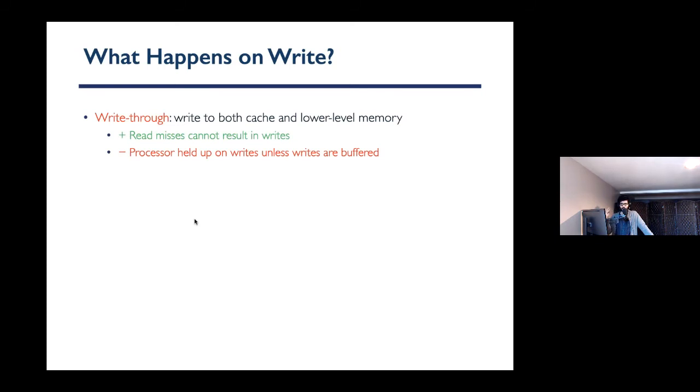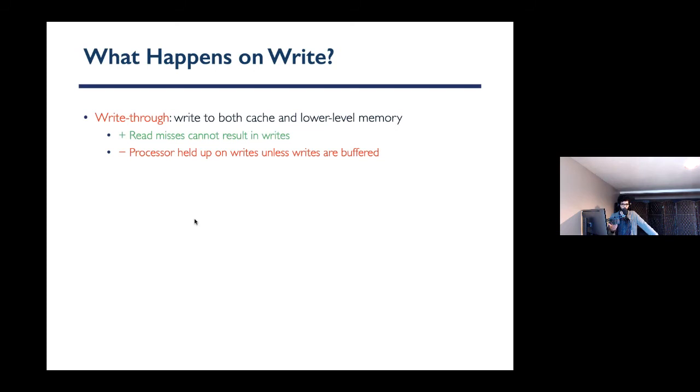One is write through, which basically says write to both of them. Write to your cache and also go to the next level memory. If it is another cache, then write to the other cache. If it is the memory, go and write to the memory. So this is write through. You write through all the memory levels that you have.